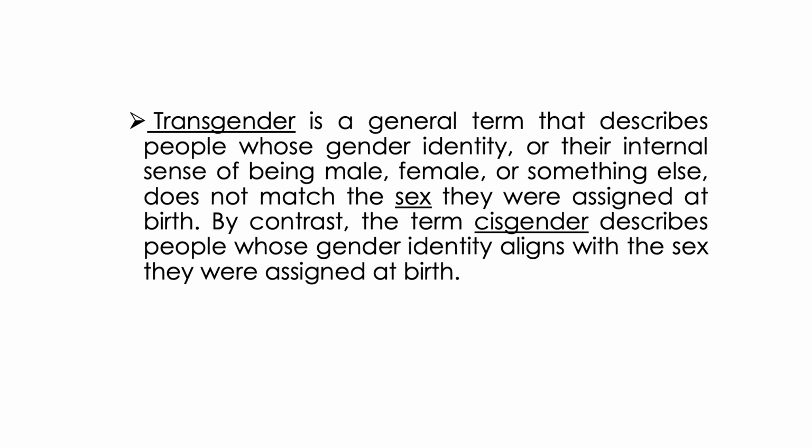By contrast, the term cisgender describes people whose gender identity aligns with the sex they were assigned at birth. Again, I will emphasize that cisgender describes people whose gender identity aligns with the sex they were assigned at birth, while transgender is a term used to describe people whose gender identity differs from the sex they were assigned at birth.